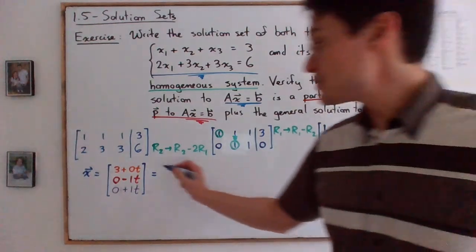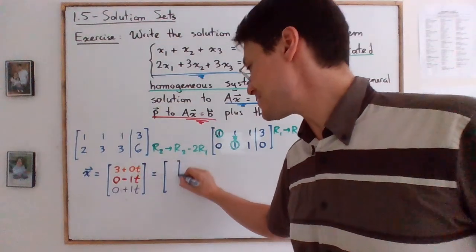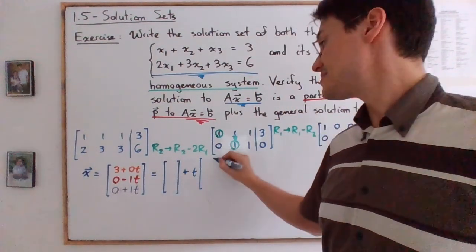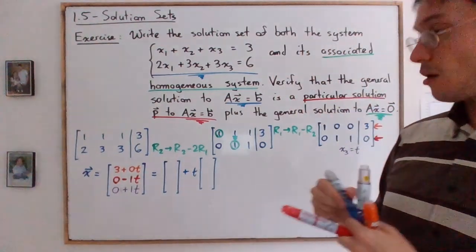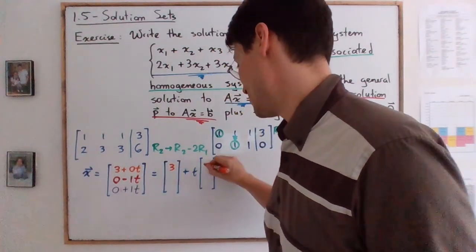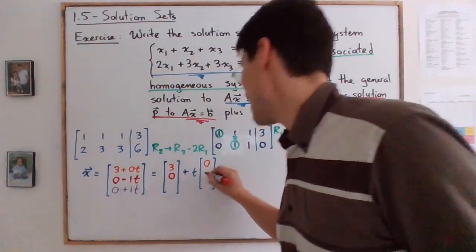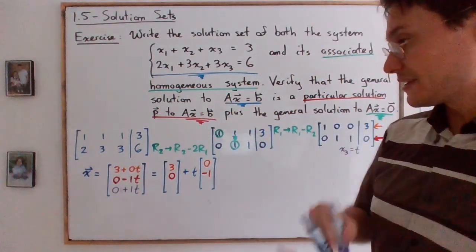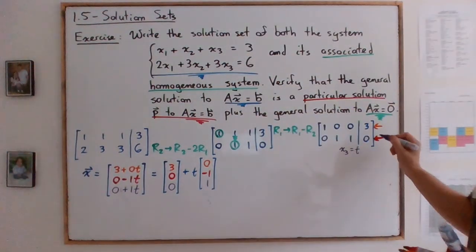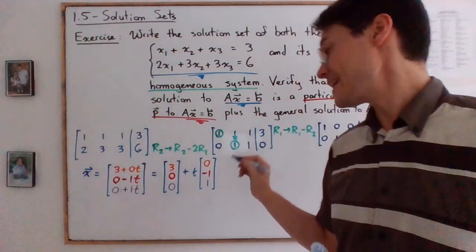Then, as we split these vectors and factor out t, we get the vector 3, 0, 0 plus t times the vector 0, negative 1, 1. So we have here 3, 0, 0, then we have the vector 0, negative 1, 1. With a little bit of practice, you can actually jump straight from here to here. It does take practice though.